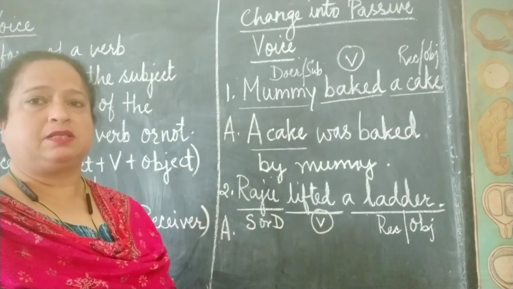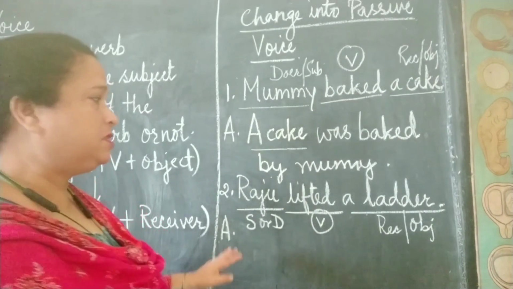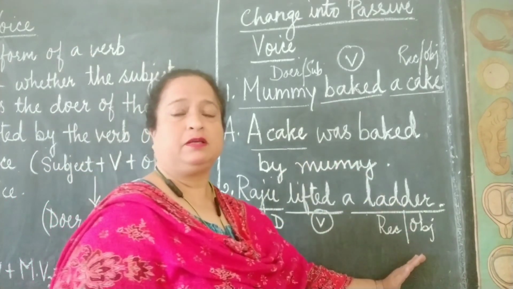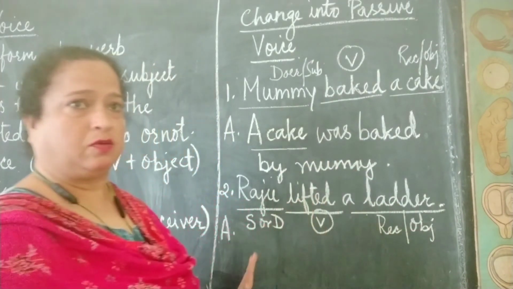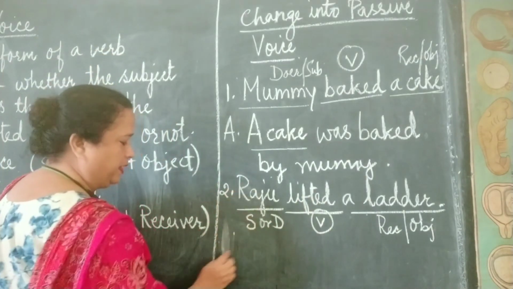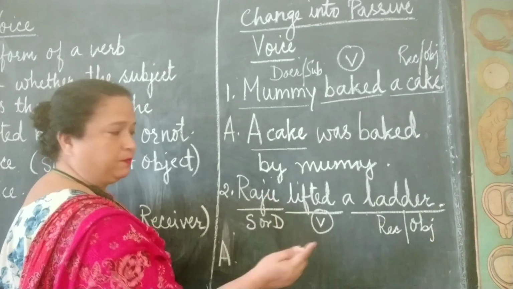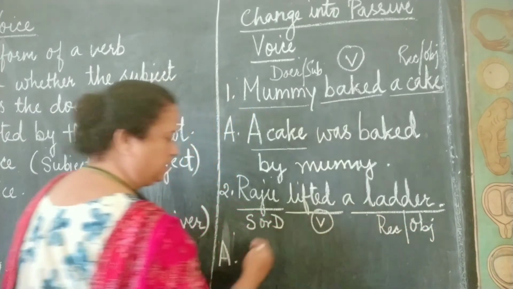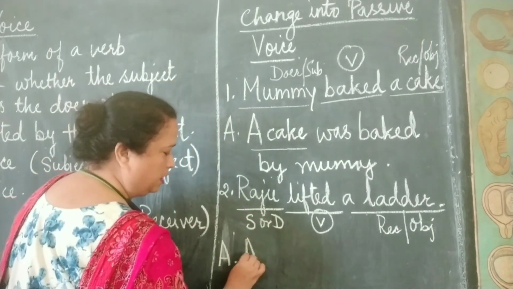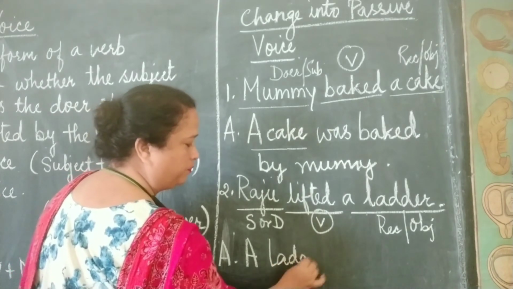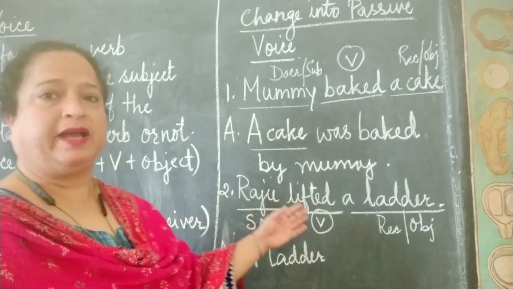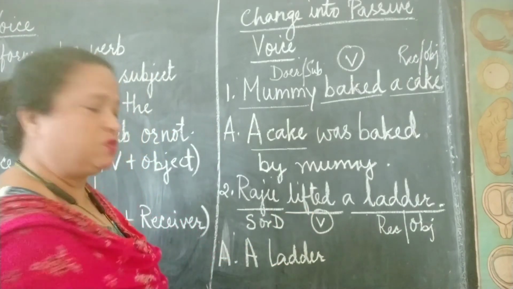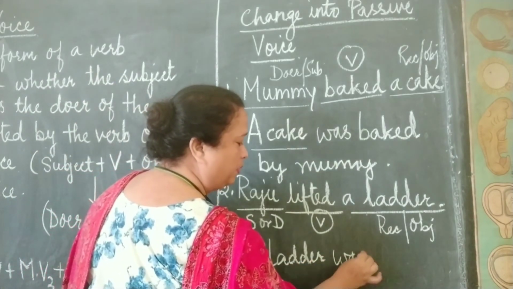Now when we need to change this sentence into the passive form, we first need to change places. That means the subject takes the place of the object and the object takes the place of the subject. So let us begin our answer with the new subject. So what is the new subject over here? Since I have already told you that the object will take the place of the subject, we begin our answer with a ladder. Now, since our new subject is a singular subject, we write the helping verb was.